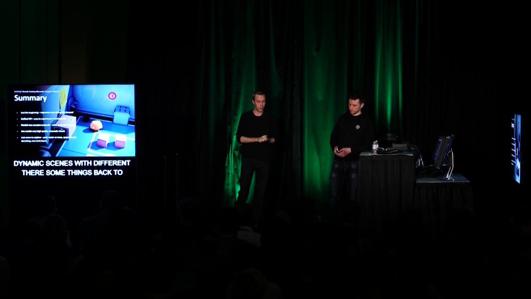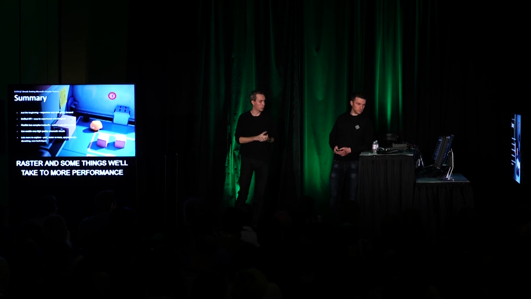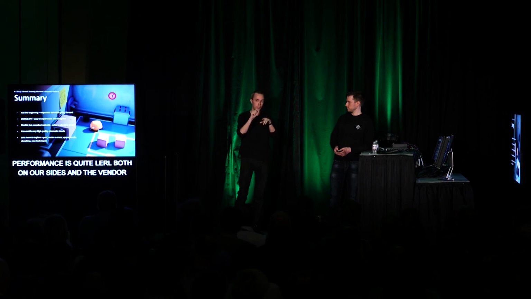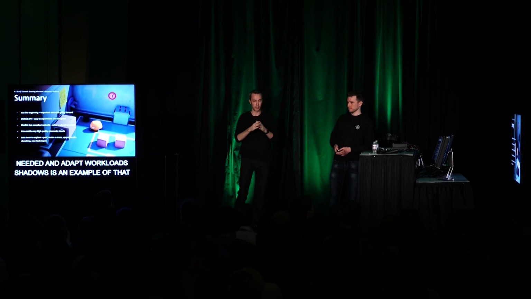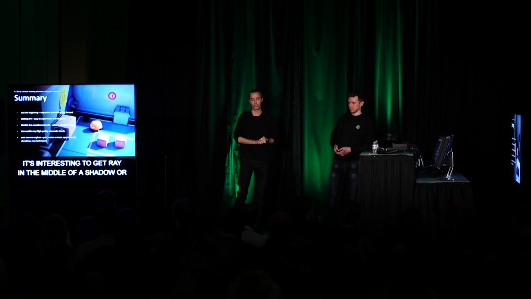But we did get to really high-quality visuals. Really happy about that. But there's a lot more things to look into. Performance here is really quite early, both on our side and on the vendor sides. We do want to look into even more sparse techniques of figuring out how we can ray trace only where it's fully needed, and adapt the workloads across the frame. Shadows are a good example of that. It's only in the penumbra where it's really interesting to get ray traced results. In the middle of a shadow, or when it's just empty space, why are you throwing rays at all? So we're trying to figure out those things based on acceleration structures and other things like that.